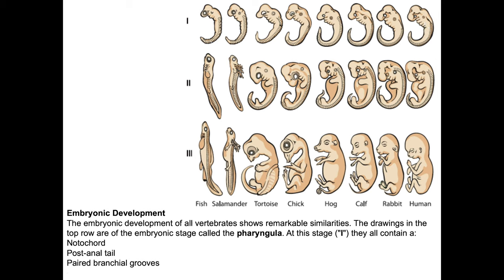As we progress in embryonic development, we gradually become more and more human-like, though we still look pretty similar to cows and rabbits, even later on.